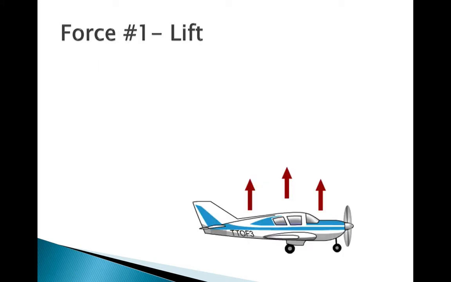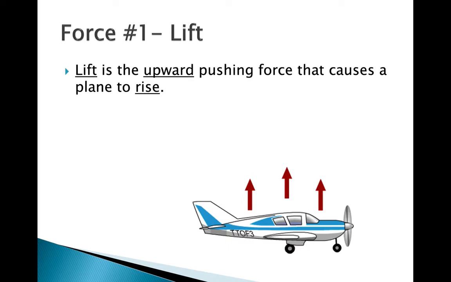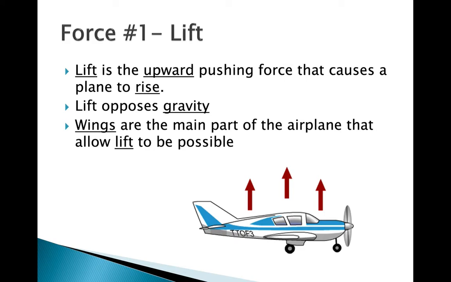Okay, great. All right, so force number one is lift. Oh, we did this already. We don't have to write any of this down. Lift is the upward force that causes the plane to rise. It opposes gravity. The wings are the main part of the airplane that allow lift to be possible. That's right, because they're shaped in this aerofoil design and because of the air pressure, right? We have still air or slower moving air underneath, which has high pressure. And then we have this pocket of low pressure created above the wing by the fast movement of the air.